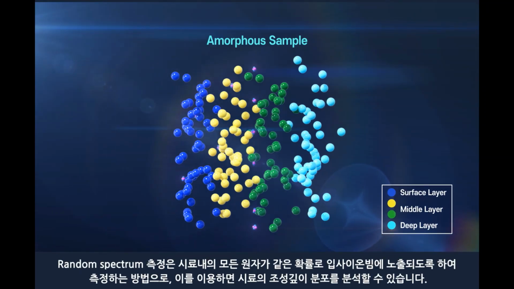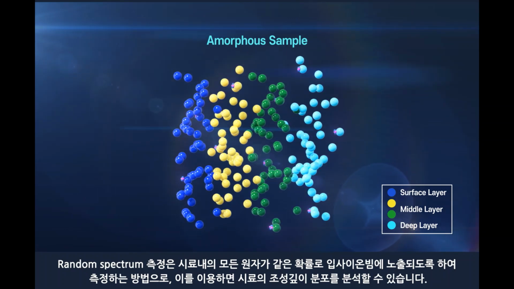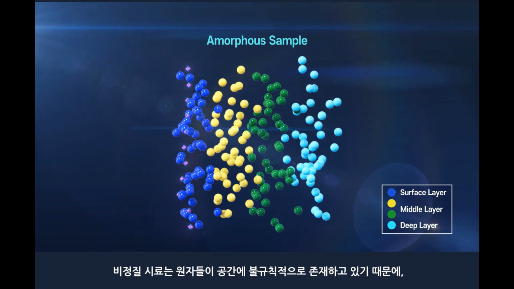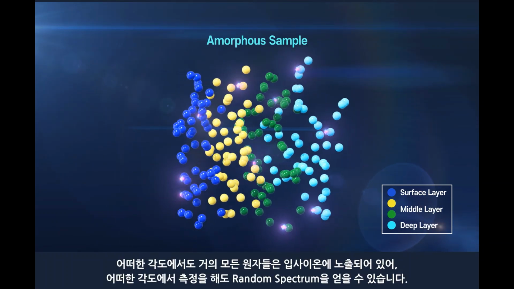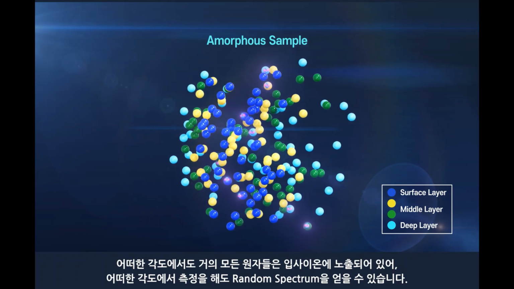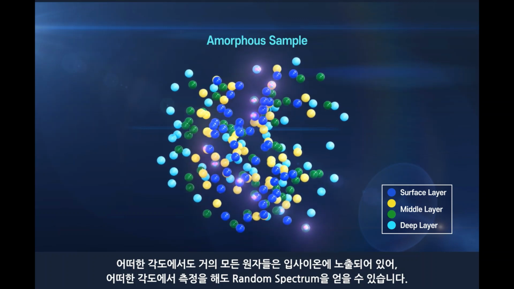A random spectrum is obtained when all atoms in the sample are exposed to an incident ion beam with the same probability. In this way, the compositional depth distribution can be analyzed. Because the atoms in an amorphous sample are randomly present within the medium, almost all the atoms are equally exposed to the incident ion beam at any angle. The random spectrum can be obtained by measuring it from any incident and scattering angle.